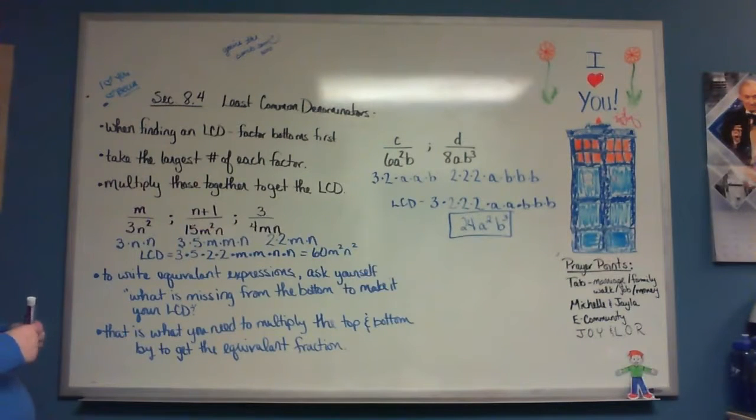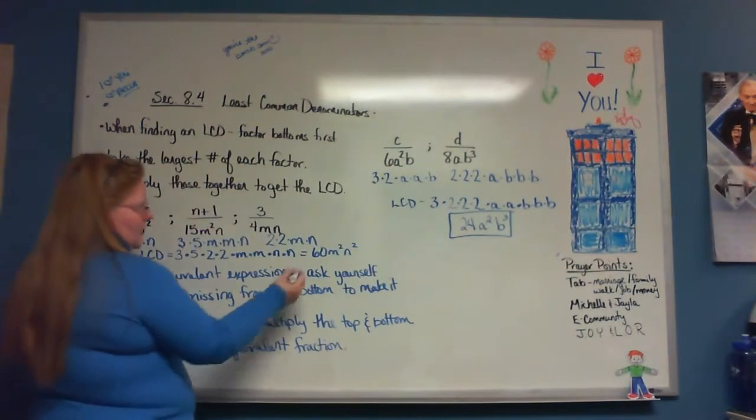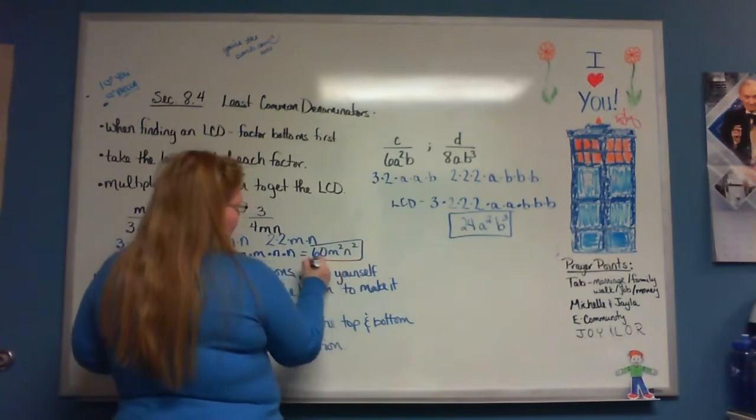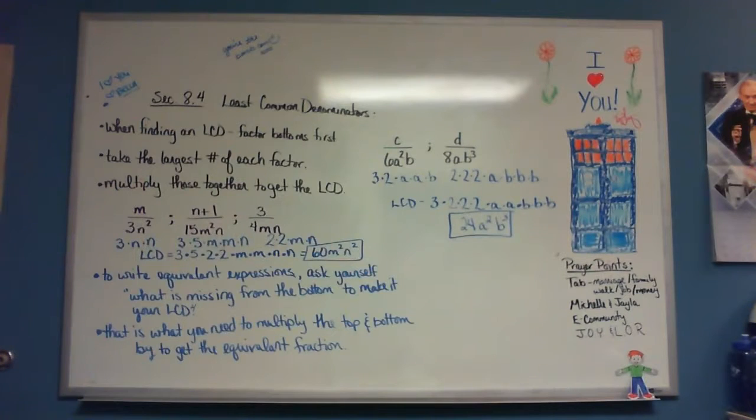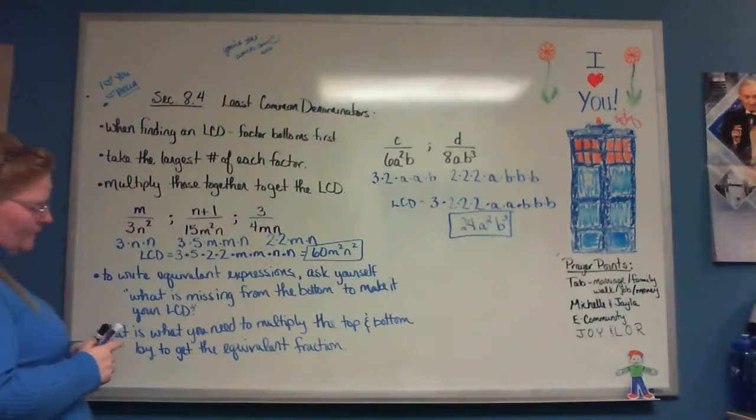Now, the whole point of finding this whole LCD thing comes in the next section. But in order to prep you for the next section, we need to be able to write equivalent expressions. So you have to ask yourself what's missing from the bottom to make it your LCD, and then that's what you need to multiply the top by and the bottom by in order to get the equivalent fraction.